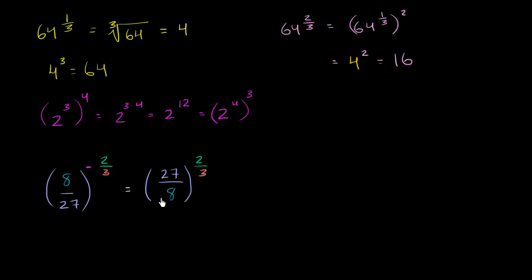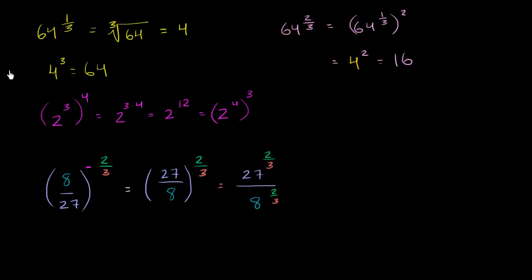Now, how can we handle this? Well, we've already seen, and this is another very powerful exponent property, that if I have a numerator over a denominator and I'm raising the whole thing to a power, this is going to be the exact same thing as raising 27 to the 2/3 power, over 8 to the 2/3 power. Notice, if I have something divided by something and I'm raising the whole thing to a power, I can essentially raise the numerator to that power over the denominator raised to that power.